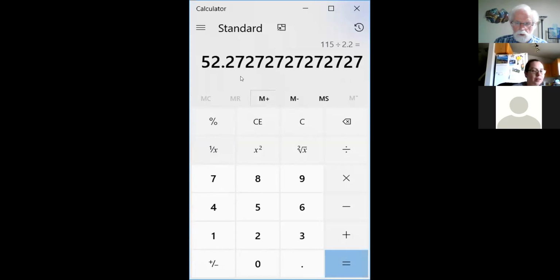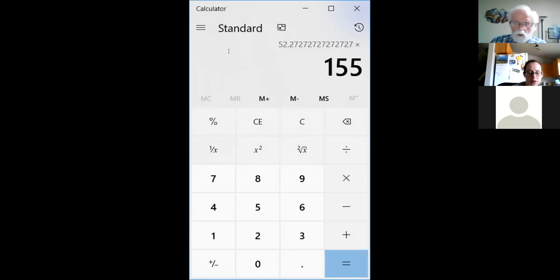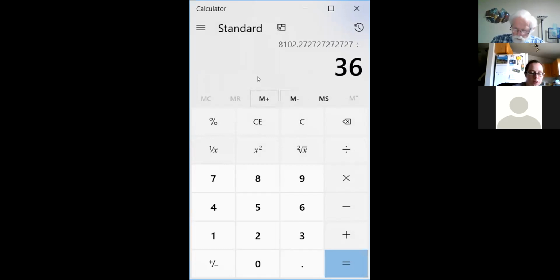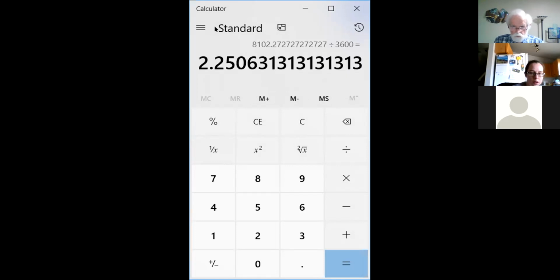Leave it there. Now we're going to multiply it by 155 centimeters. Okay, and then we're going to get this number. Again, it's a big number, but who cares? The calculator doesn't. Now we're going to divide that by 3,600 and get yet another number, 2.25, blah, blah, blah. And we want to take the square root.